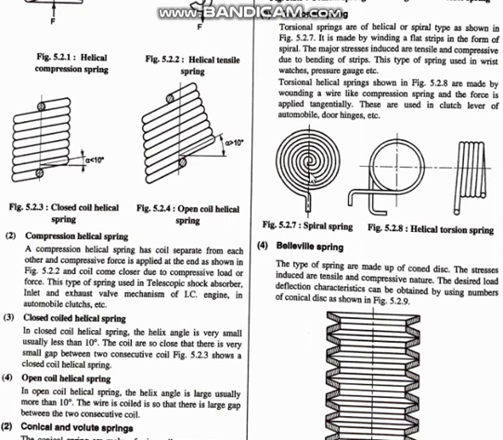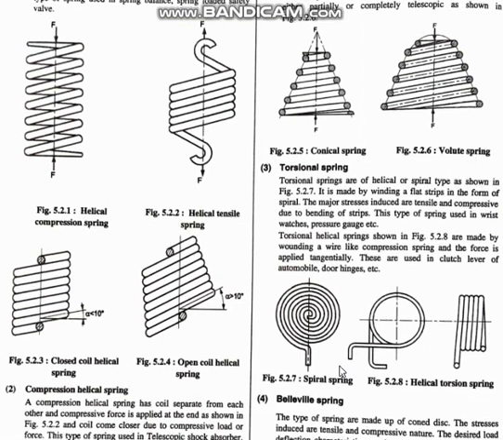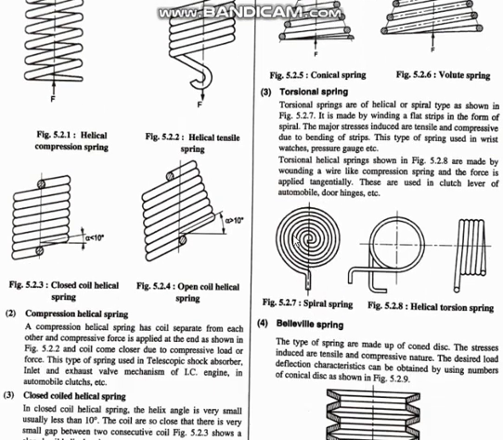Torsional springs: this is the spiral shape. You see, this is the helical shape and this is the spiral shape. If something is like this, we call it a spiral. If something is like this, we call it a helical. So this is the spiral spring, and this is a spiral torsional spring. Torsional springs can be helical or spiral. This is helical, with front view and side view, and this is one view only.